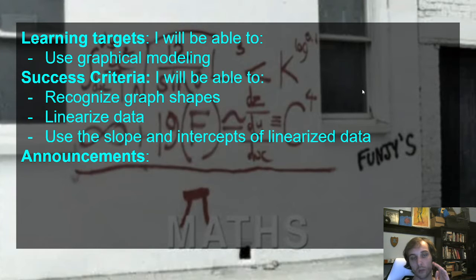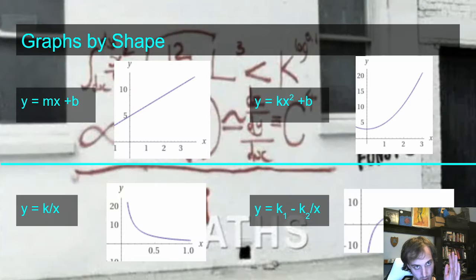Let's say we've got some graphs, and the first one we've got here would be a line, nice and easy. That tends to follow the equation form y equals mx plus b.